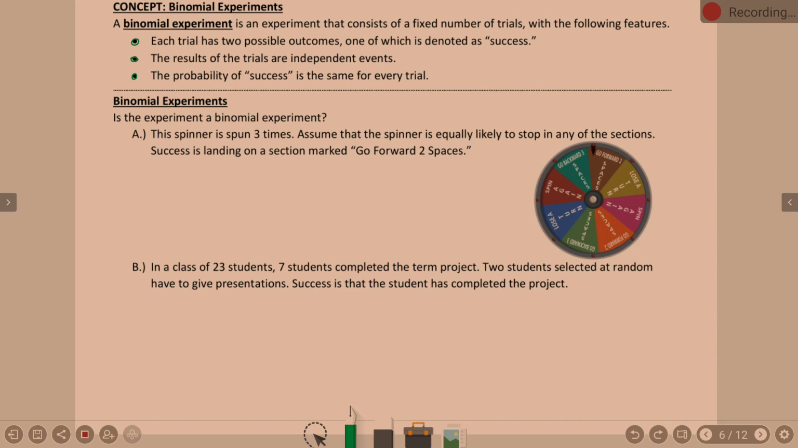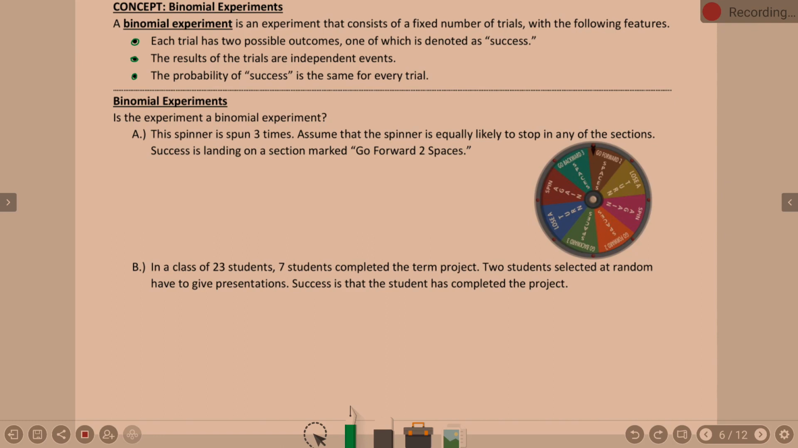The second thing, the results of the trials are independent events. One event cannot affect the other if it's a binomial experiment. And third, the probability of success is the same for every trial. In other words, you're looking for uniform. With that in mind, the easiest thing for me to do is to take you through an example. So, the question is: is it a binomial experiment?